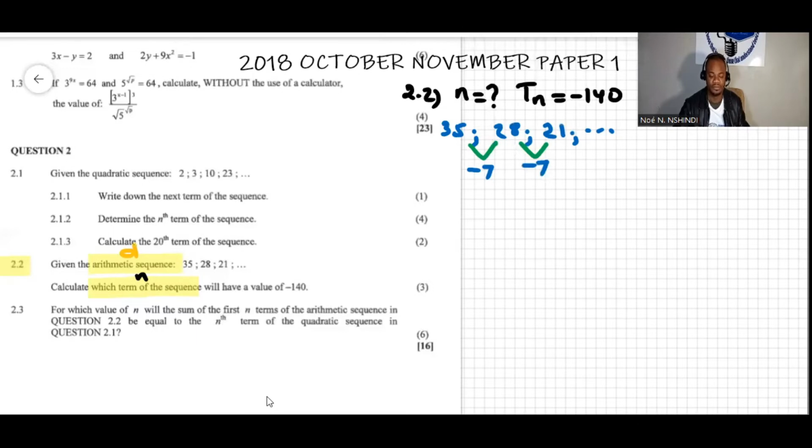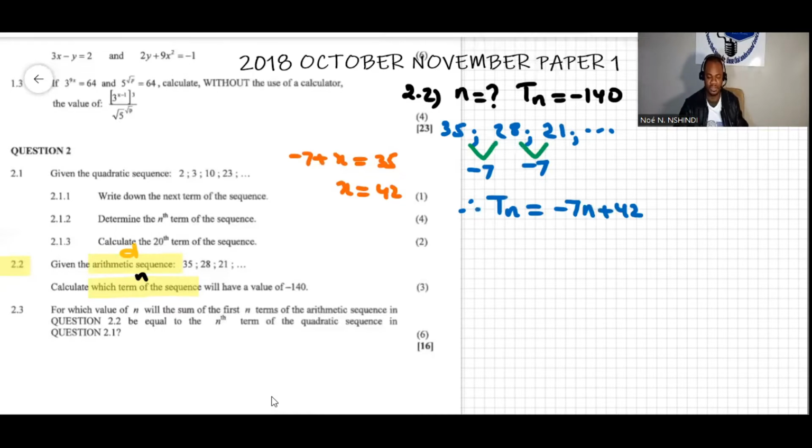Therefore, I can write Tn like this. Tn will be equal to negative 7n. And I said to myself, if I have negative 7, how much must I add to negative 7 in order to get 35? So negative 7 plus what equals 35? So x must be equal to 42. So I'm going to write negative 7n plus 42.